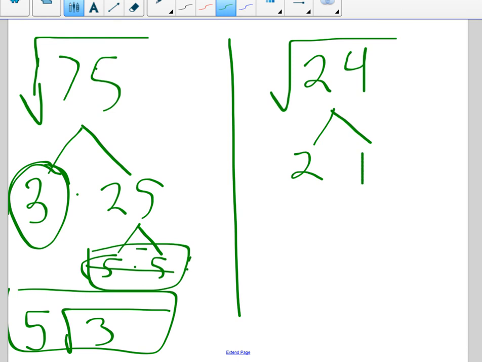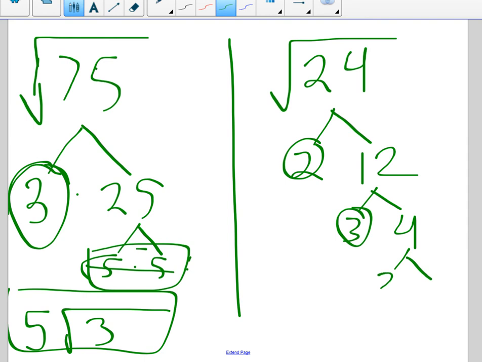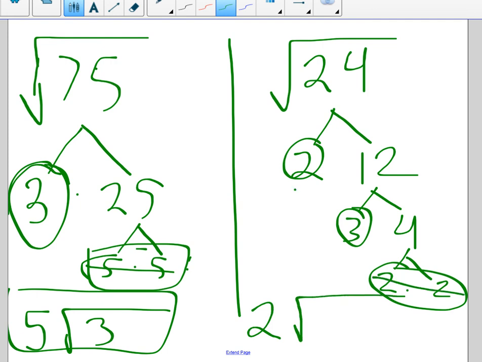I'm going to start with 2 times 12. You'll still have gotten the right answer if you maybe started with 3 times 8. And then 2 is prime, so I know it doesn't break any further. 12 becomes 3 times 4. 3 is prime, so it doesn't break any further, but I've got that 4 that I know is going to break into 2 times 2. So I've got my pair. I've got a pair of 2 times 2, so that brings a 2 outside the radical. And then I'm left with this 2 and this 3 inside the radical. So I've got 2 times 3 is 6. And I've got 2 radical 6 as the simplified version.